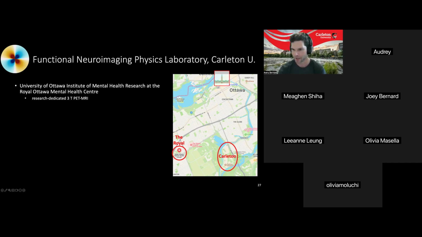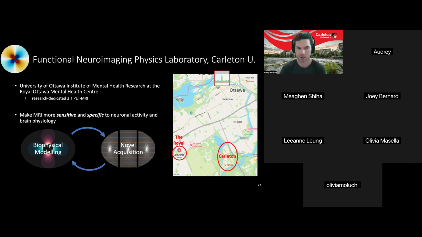It's down here. We're sandwiched between the Rideau Canal here, which is famous for ice skating in the winter, and the Rideau River, which comes along the southern end here. And in addition to working at Carleton, I also have an appointment at the Royal Ottawa Mental Health Center. The University of Ottawa Institute of Mental Health Research is there. And that's where we do our experimental research on a research dedicated 3 Tesla PET MRI scanner. So it does multimodal imaging. And the main goal of my research is to make MRI more sensitive and specific to both neuronal activity and brain physiology.